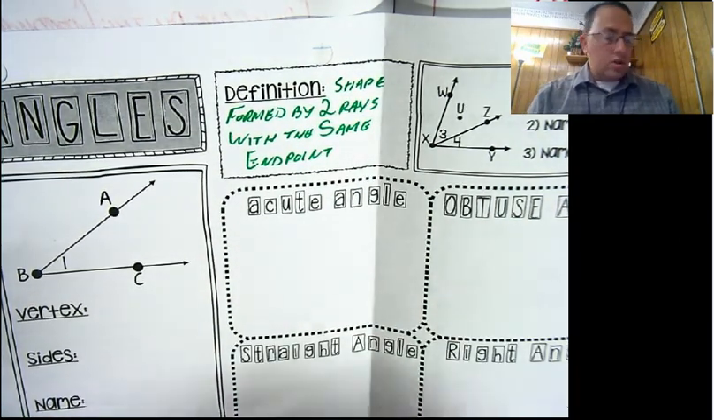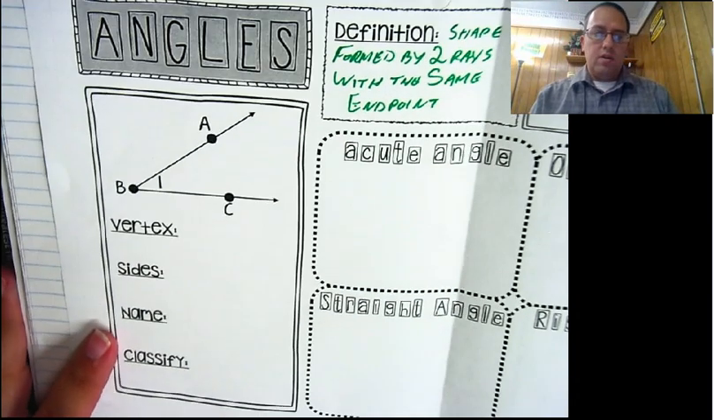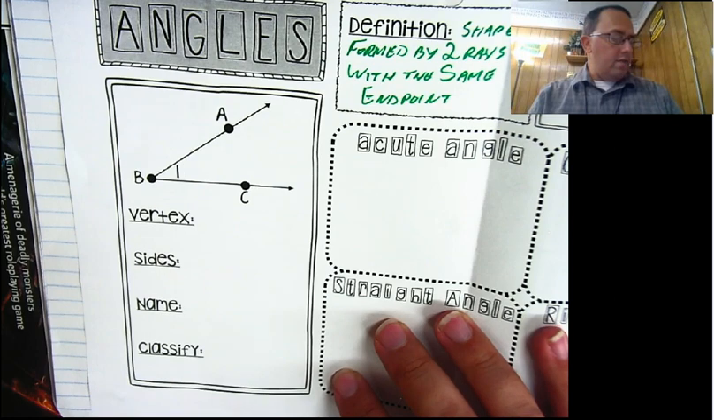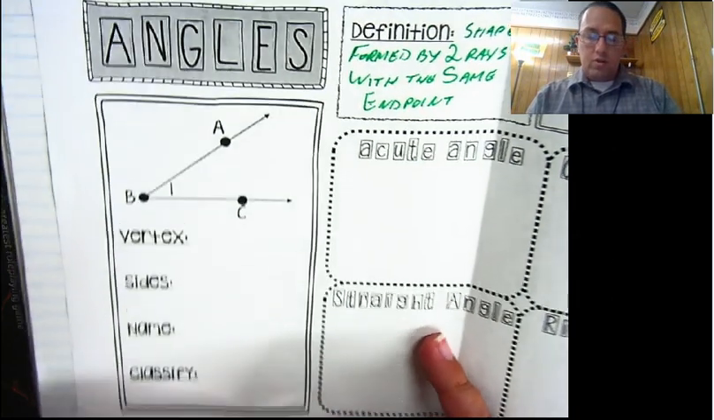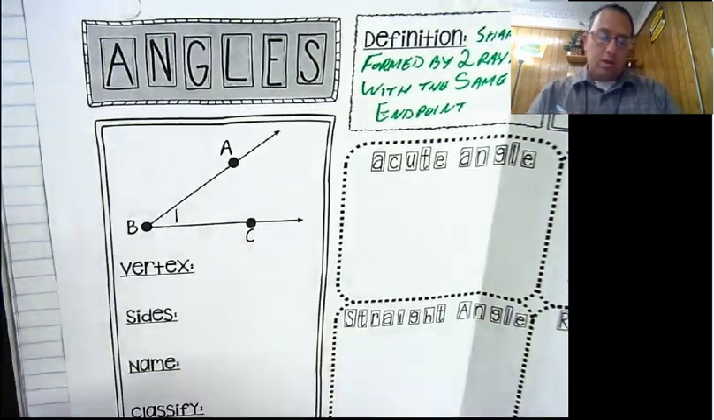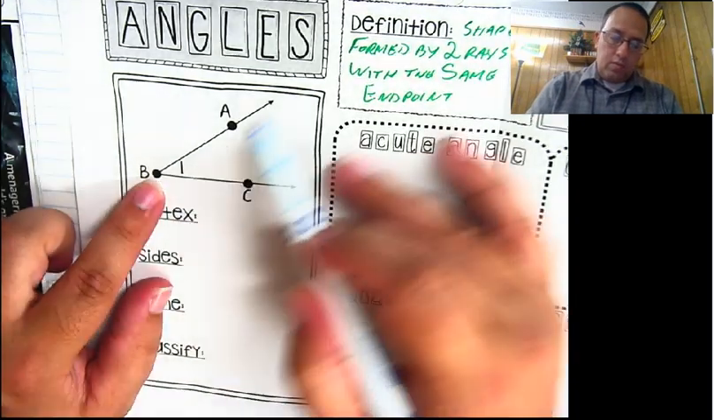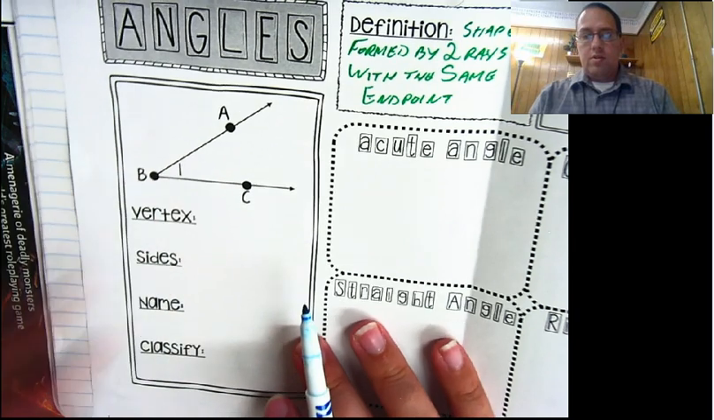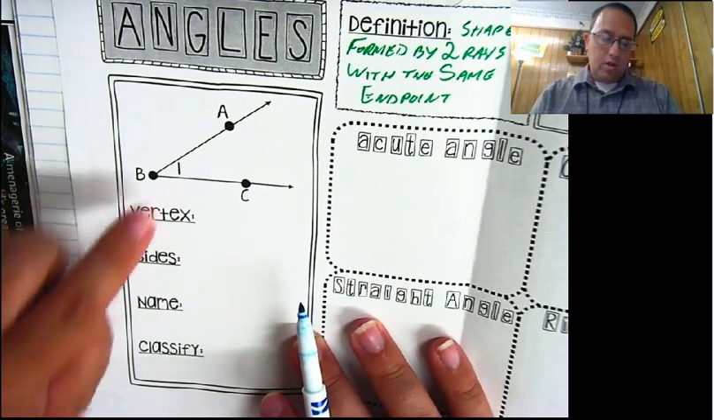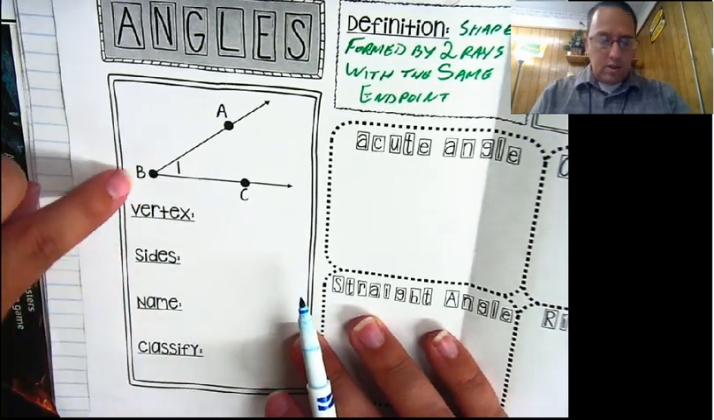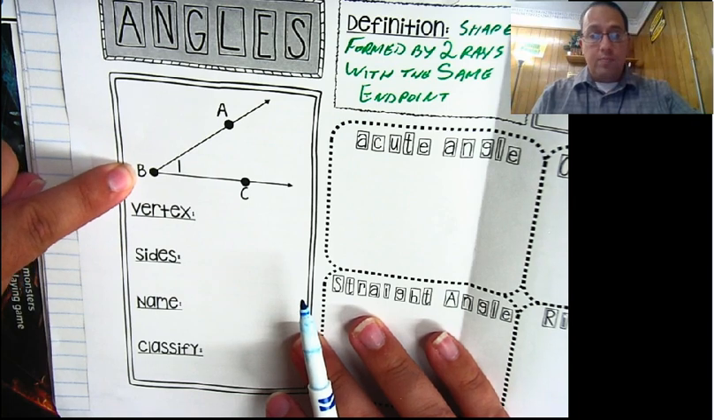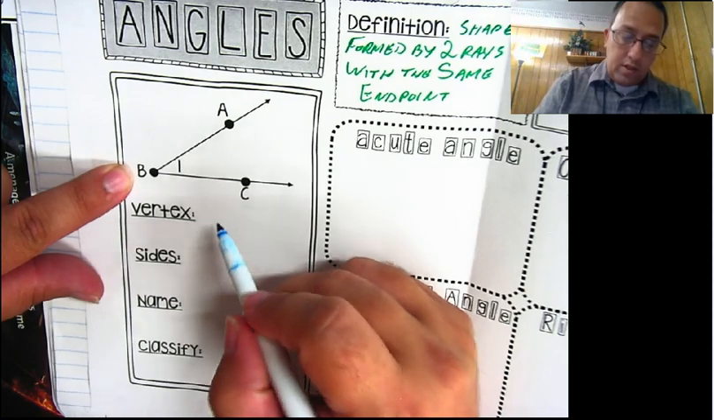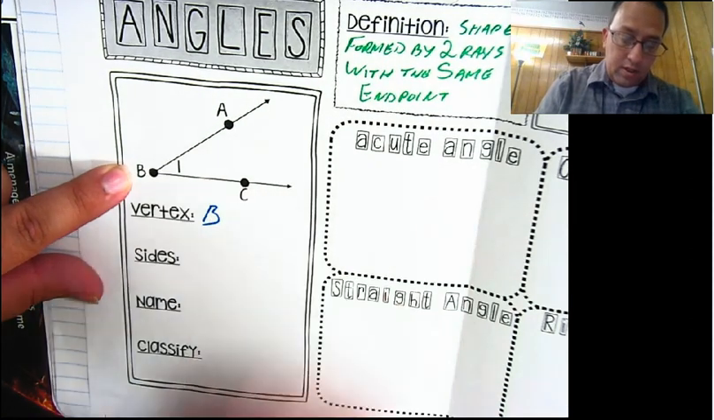All right. So let's take a look at this angle I've got over here. We'll start with this one. So here I have an angle. It is formed by two rays. We have one ray, we have two rays, and when they come together, they form an angle right there. Now this point here, that common endpoint, that is called the vertex. So in this, the vertex is the point B.